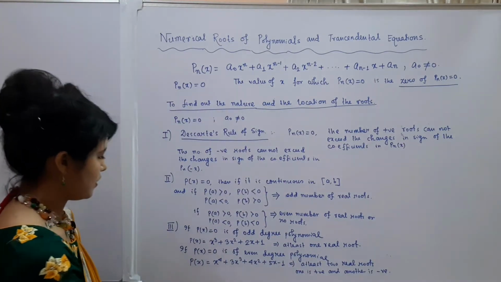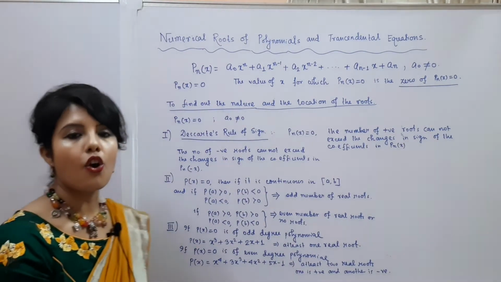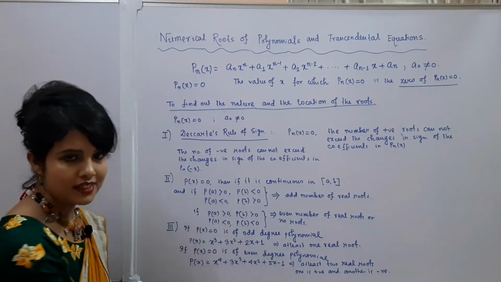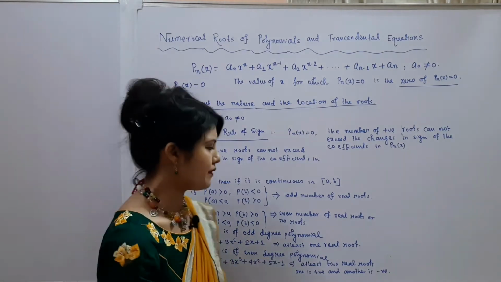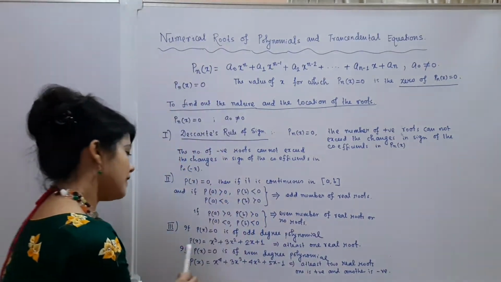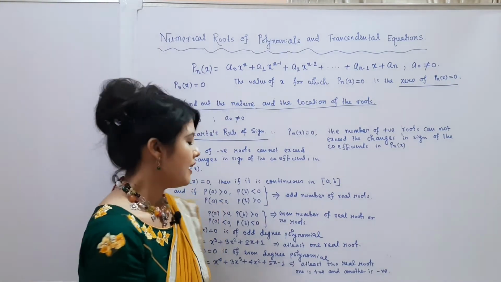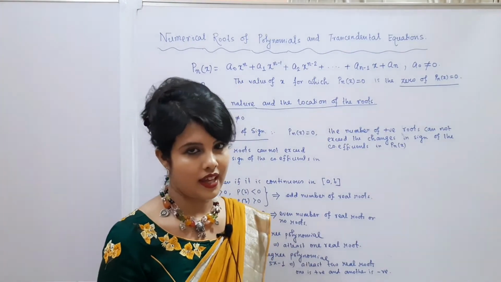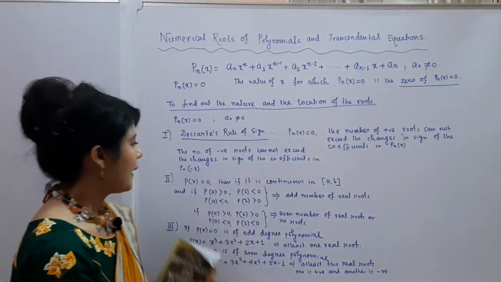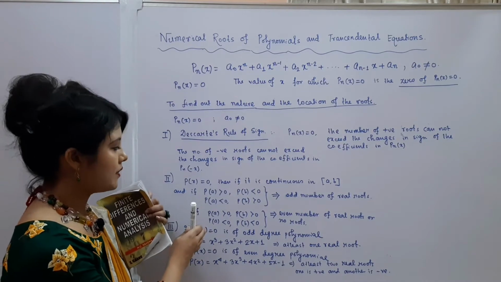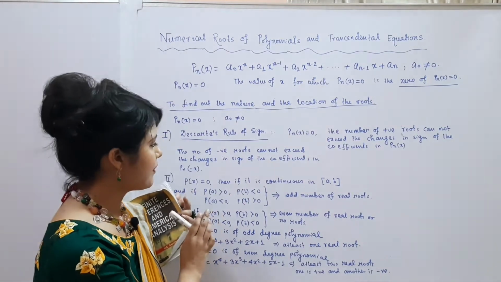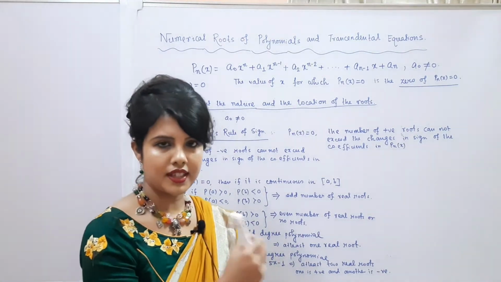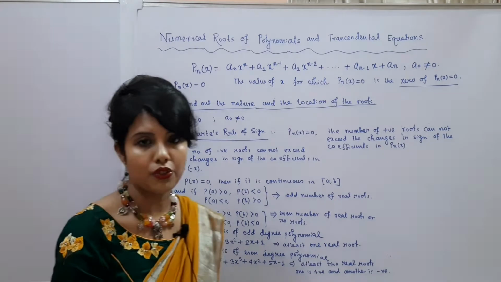And number 3 says that if P(x) is an odd degree polynomial, suppose we have considered a third degree polynomial, because 3 is an odd number, then it should have at least one real root. And if P(x) is an even degree polynomial, then it should have at least two real roots, one positive and another negative. You should not be too worried about this, because I am just describing it to find out the nature and the location of the roots.